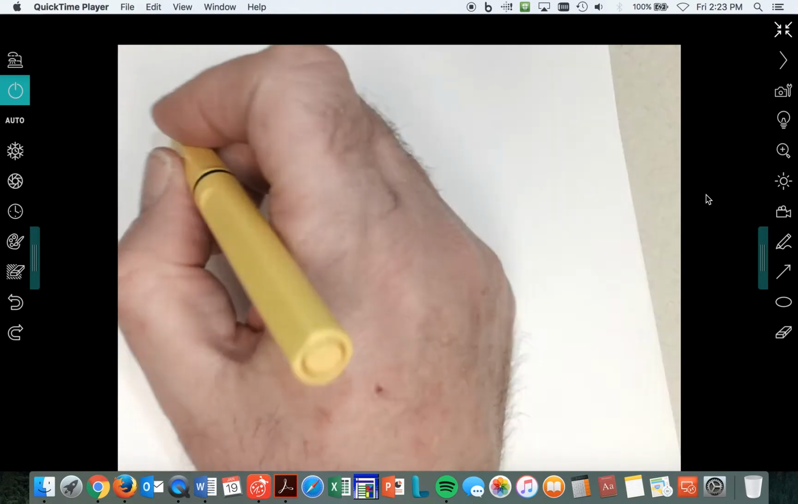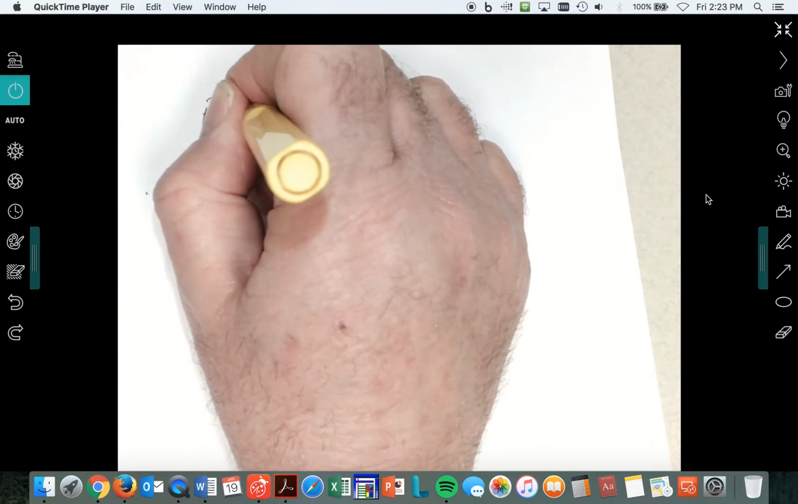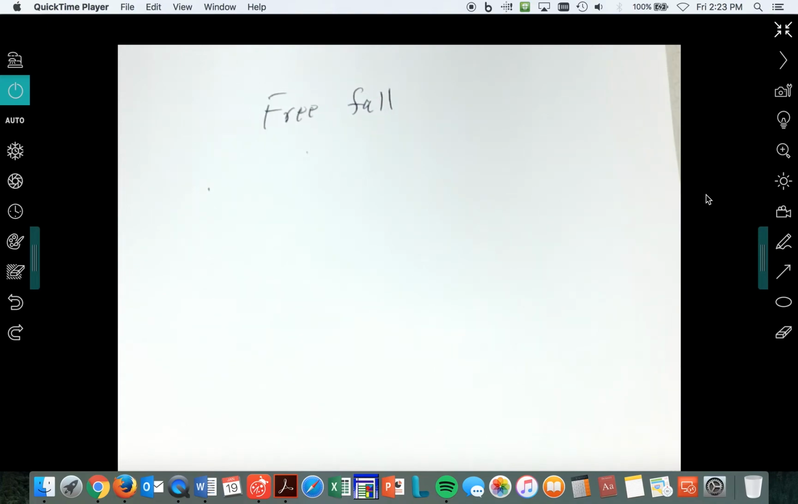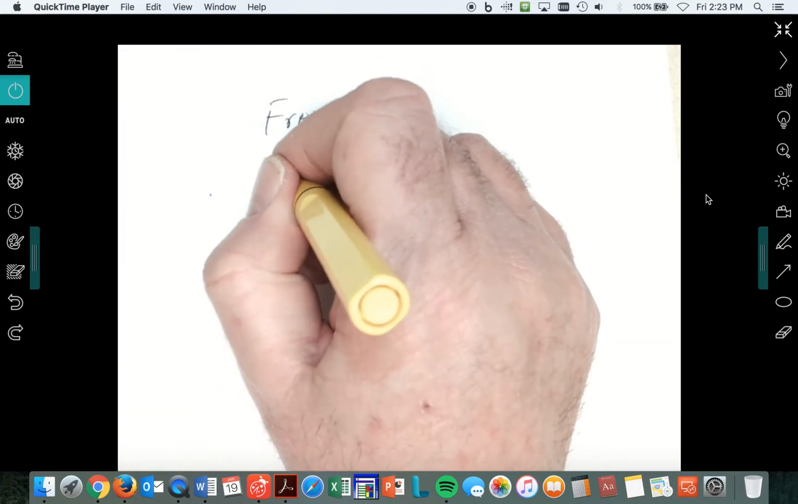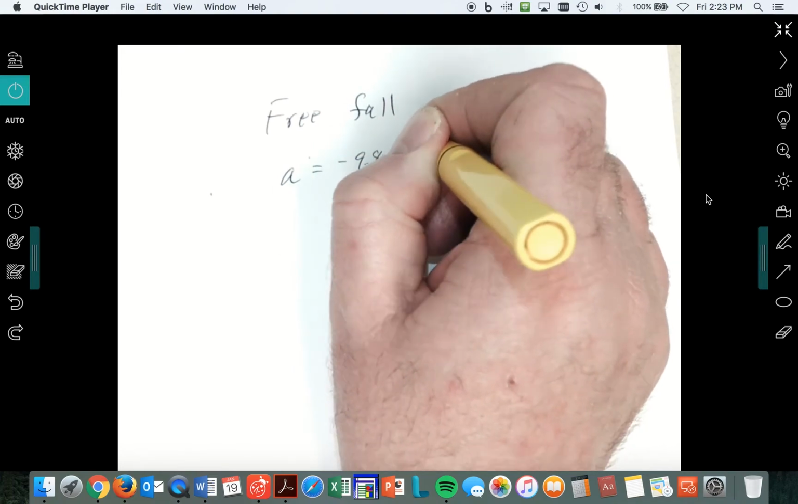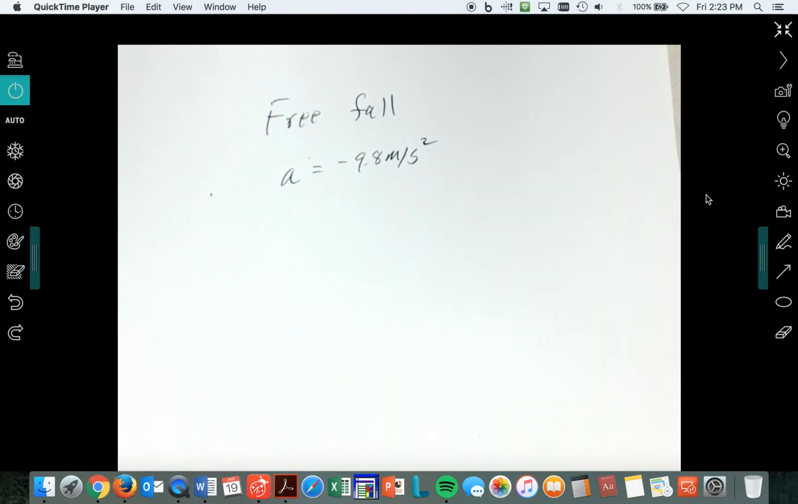All right, let's talk about free fall here. All we mean by free fall is that something is falling close to the earth. All this means is the acceleration is equal to negative 9.8 meters per second squared. When something is in free fall, that means the acceleration is always negative 9.8 meters per second squared.